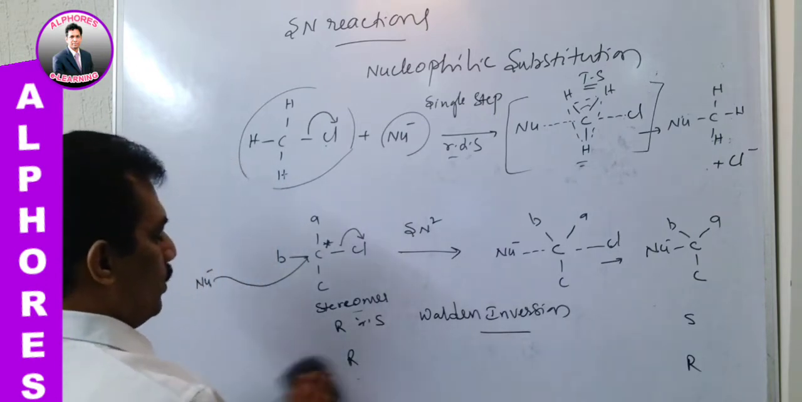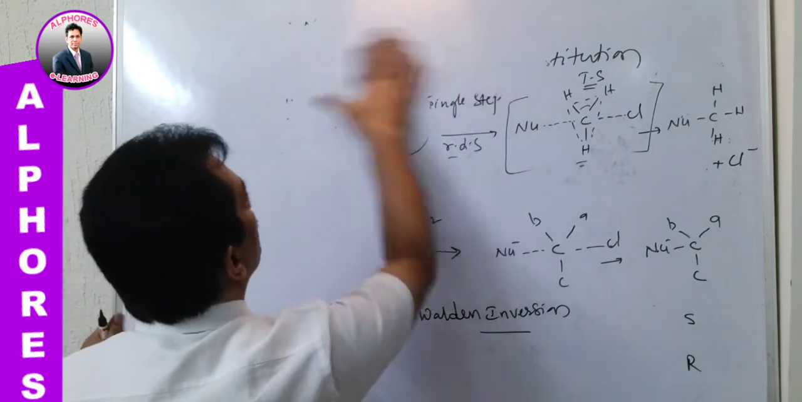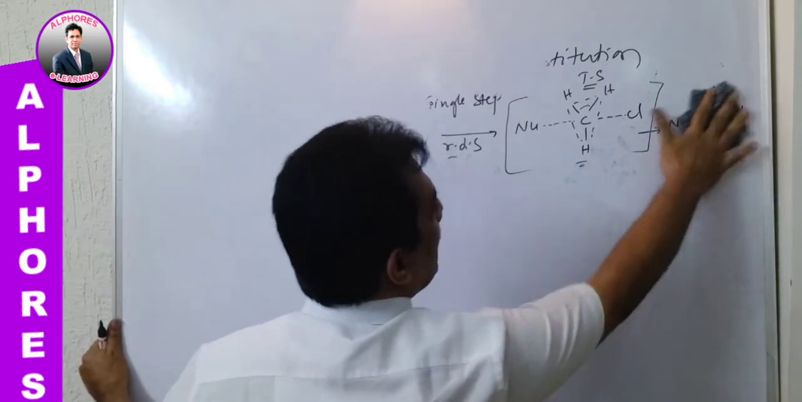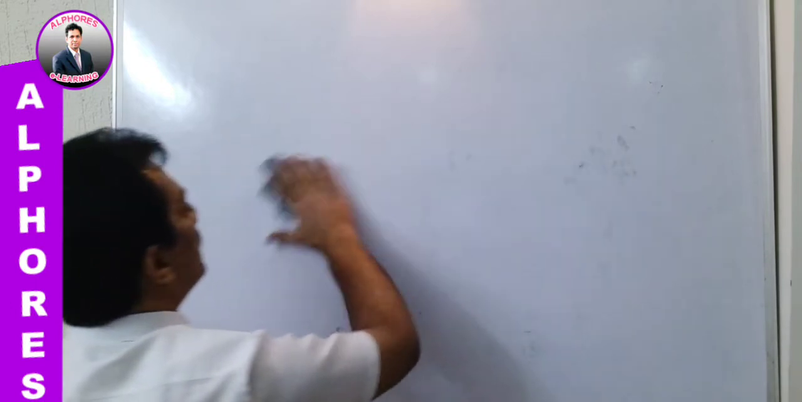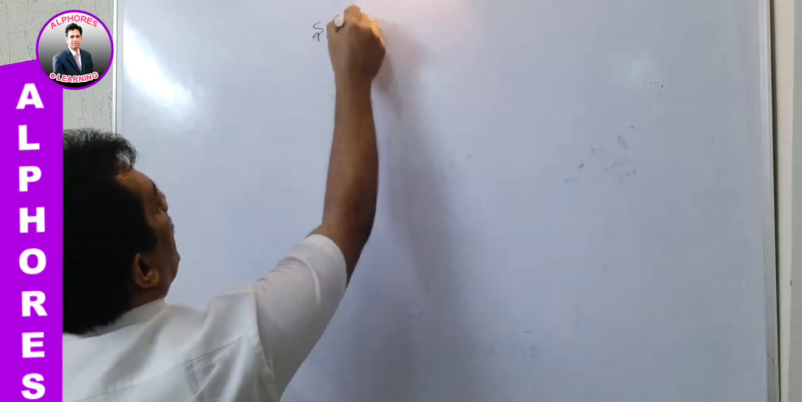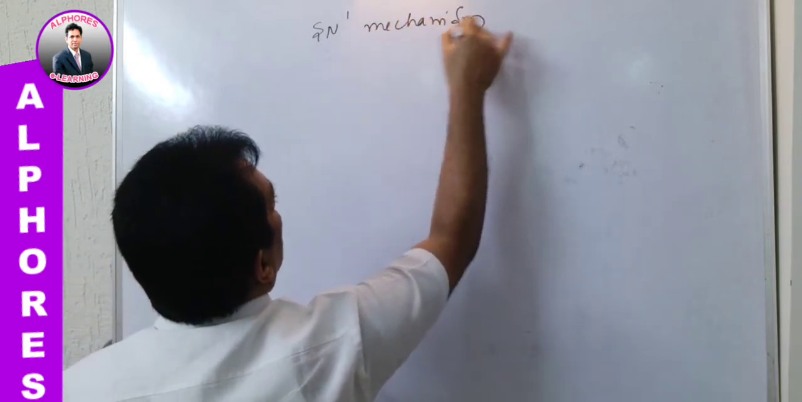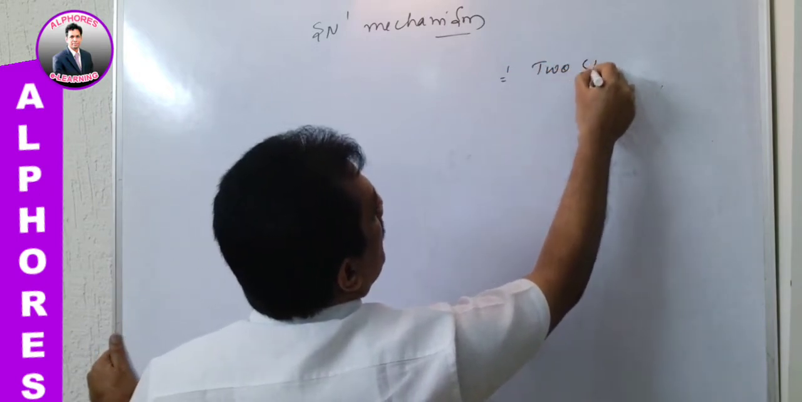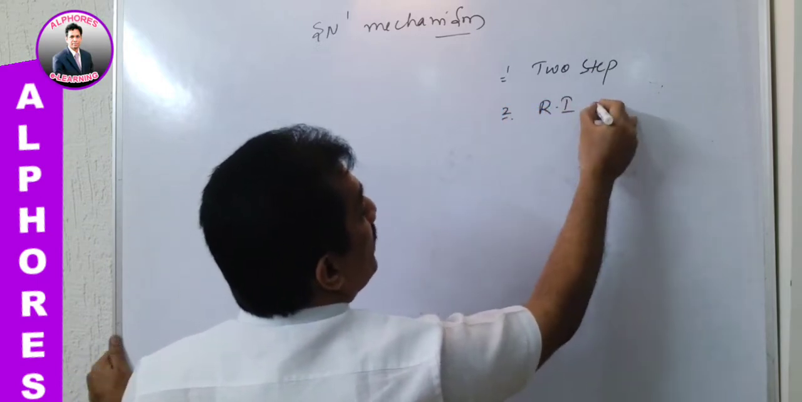Sorry, the SN2 mechanism is completed, and now coming to the SN1 mechanism. The SN1 mechanism is a two-step mechanism. Let us first write the highlighted points. It is a two-step mechanism. It has a reaction intermediate, and that is nothing but a carbocation.